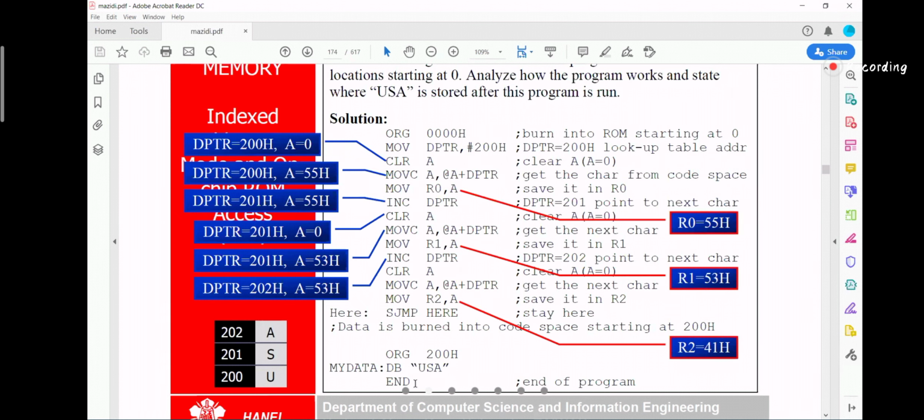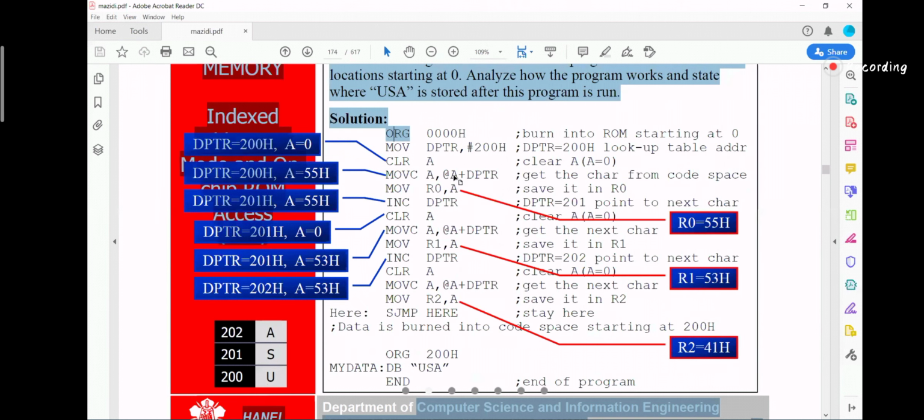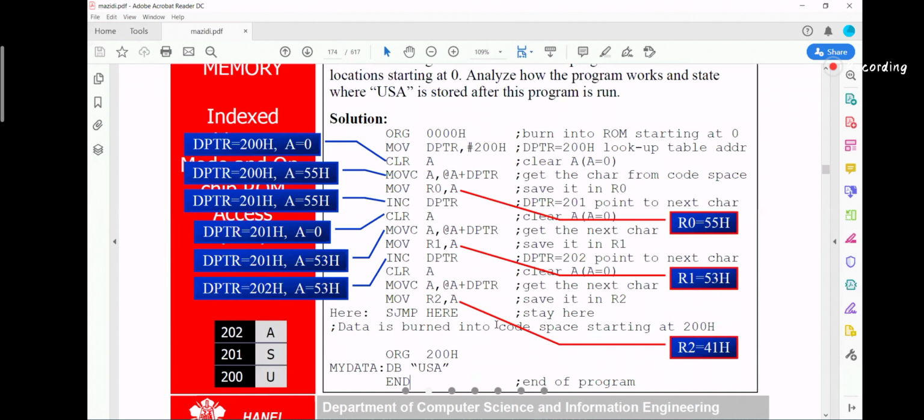Please see this. This is very simple. It looks very complicated, but if you know one part, you will understand what it is. This one will be location 200, this one will be location 201, this one will be location 202. That's why you see increment DPTR. First DPTR is 200.